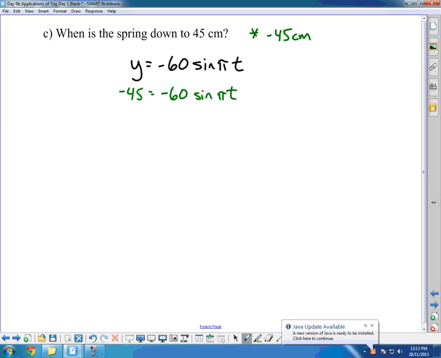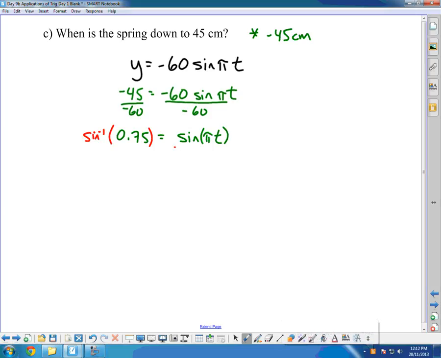So we have to isolate for t. Obviously the first thing we're going to do is divide both sides by negative 60. That'll get us a positive 0.75 over here, because a negative divided by a negative is positive, equals sine pi t. Technically we should see that pi t is in brackets. It's the sine of pi times t. In order to isolate this pi t, we're going to have to do the sine inverse. Of course, that will eliminate that sine.